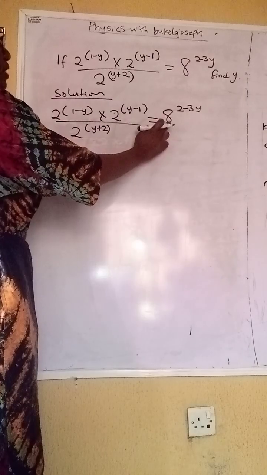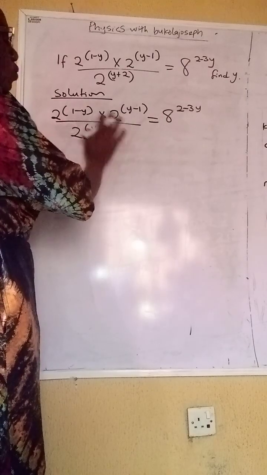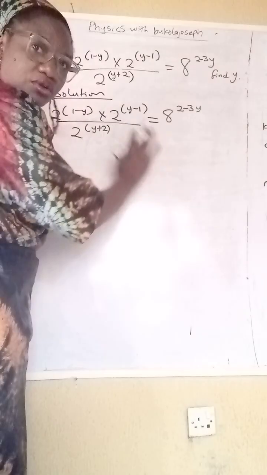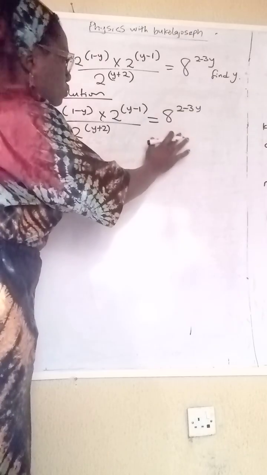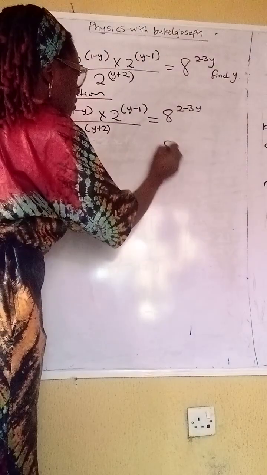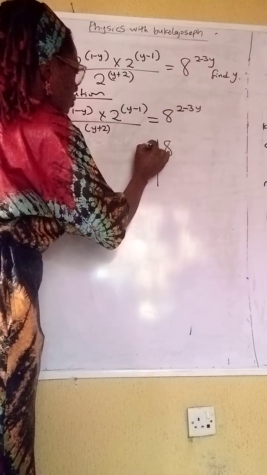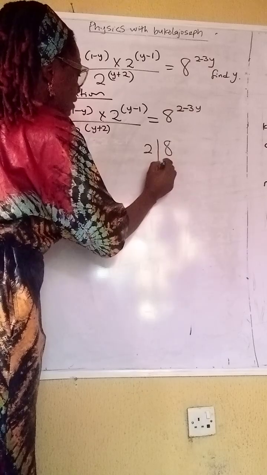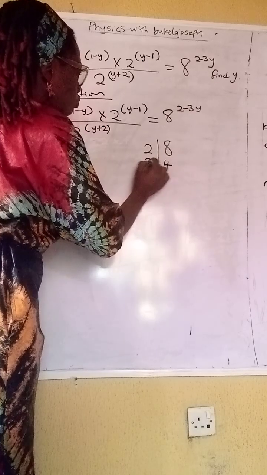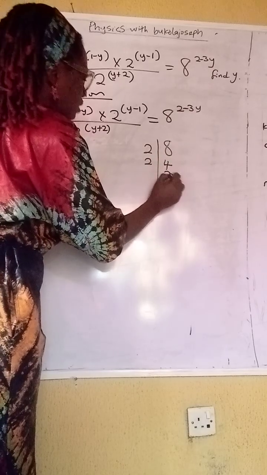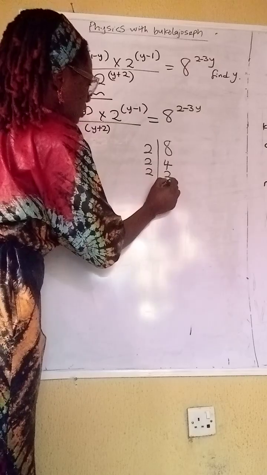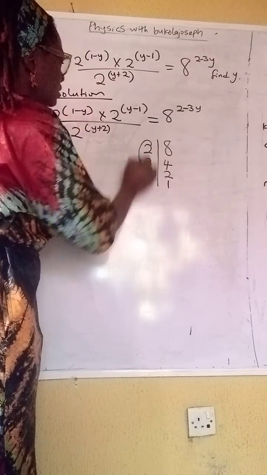So we are going to convert this to base 2. You can see it's the only one that is not in base 2. To do this, we want to convert it to base 2. 2 into 8, how many times? 4 times. 2 into 4, how many times? 2 times. 2 into 2, how many times? 1 time. So we have this, okay?